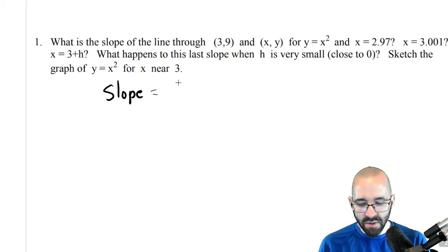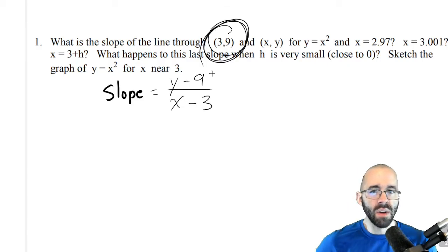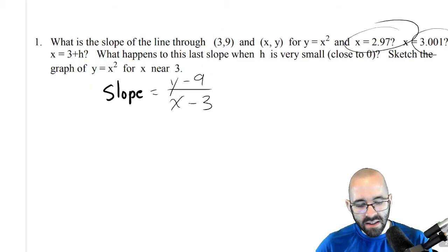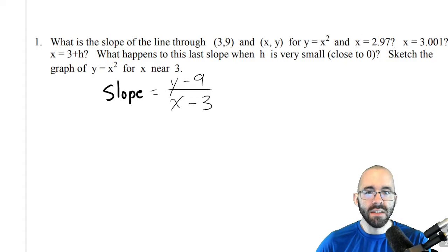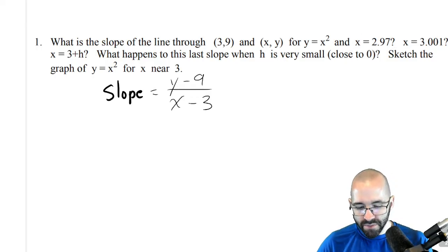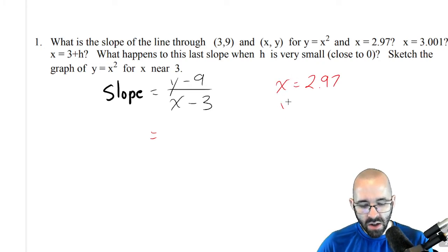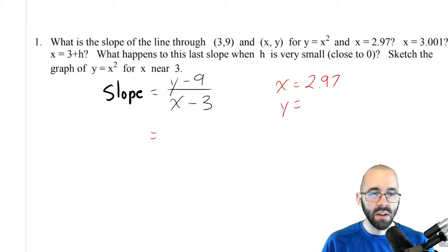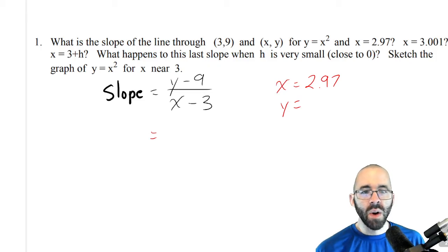And that's going to be the second y value minus the first y value, over the second x value minus the first x value. Now the first x is always 3, the first y is always 9. And then we have to find for various x's what's going to be the case. So let's start with our first case. Let's say x is equal to 2.97. What is y going to be? Well, y is x squared.